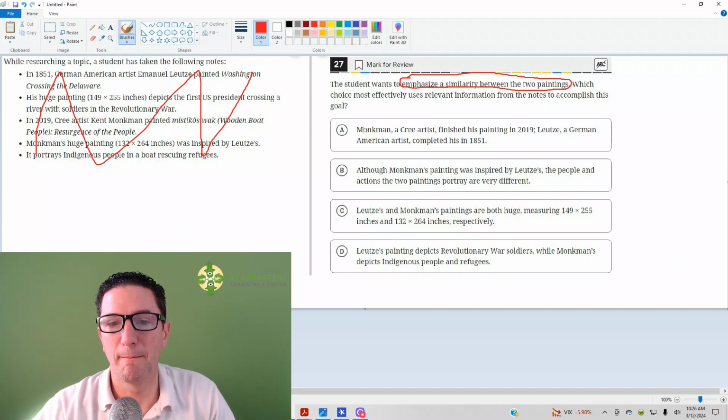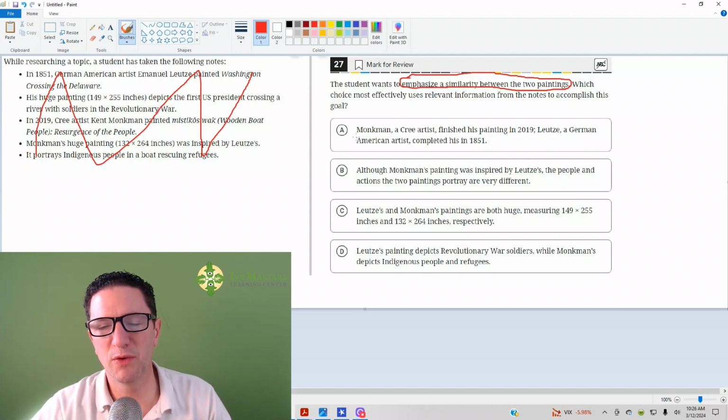Answer choice A: Monkman, a Cree artist, finished painting in 2019. Leutze, a German artist, completed his in 1851. Different years, different countries, different names.